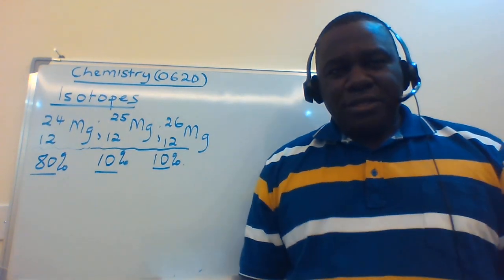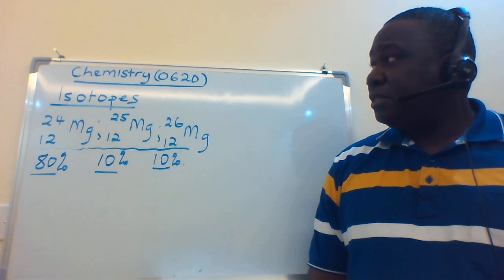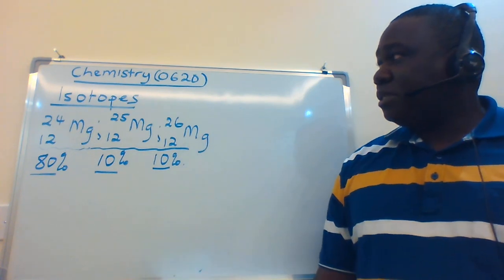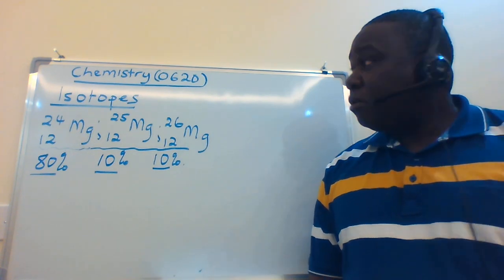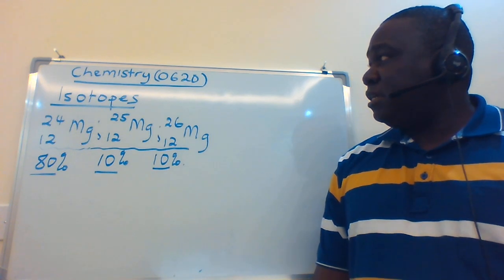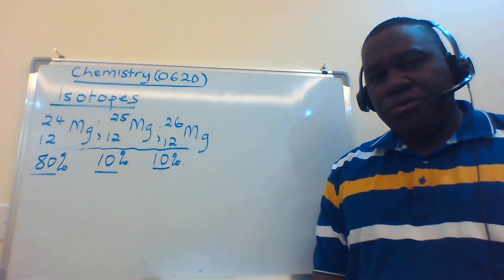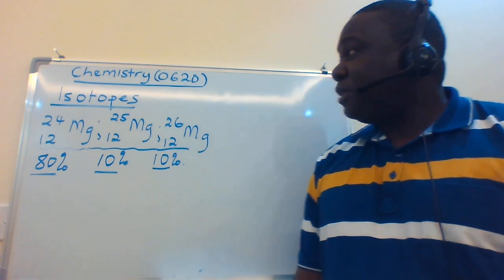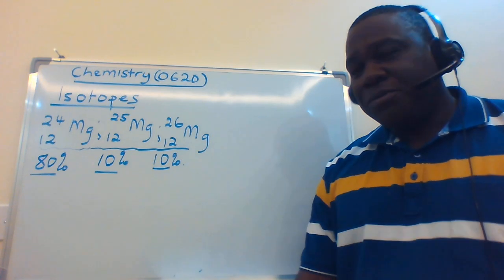Good day, students. Today I want to talk about the Cambridge syllabus code, chemistry at O level, or Cambridge IGCSE syllabus code 0620. Today I want to tackle this topic on isotopes.